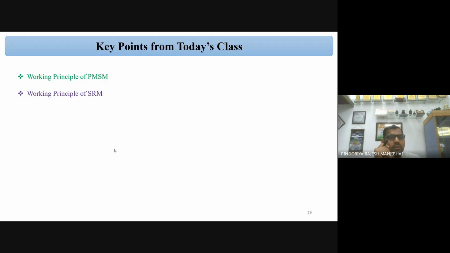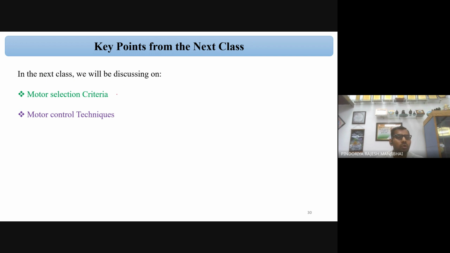So key points from today's class: the working principle of the PMSM and the working principle of SRM, as well as the construction, advantages and disadvantages of the motor. Key points for the next class: we will discuss the motor selection criteria for the EV. Which type of motor we have to choose for the EV, maybe the two-wheeler or the three-wheeler, and motor control techniques. We will see the overall fundamental block diagram of the control algorithm which we can utilize for all types of motor, maybe the BLDC, PMSM, SRM, or the induction motor. So we will see two to three block diagrams for the control of the motor, correct? Maybe we have to control the torque, otherwise maybe we have to control the speed.